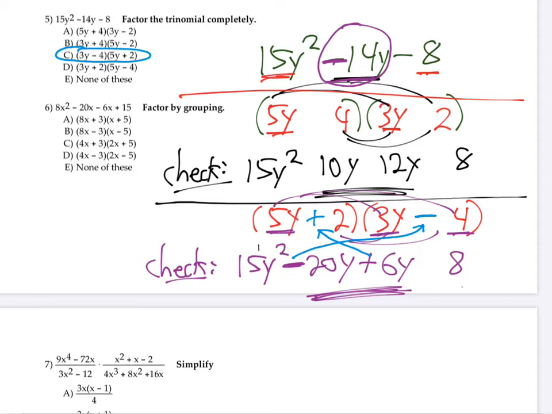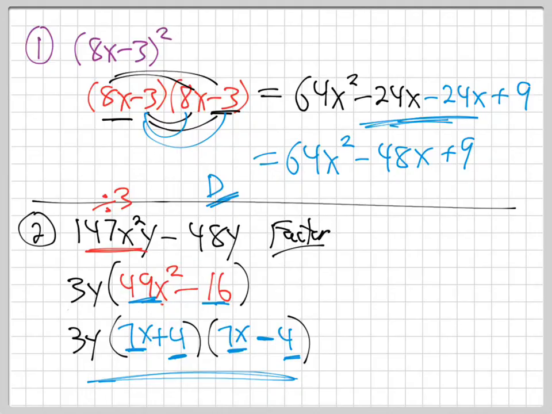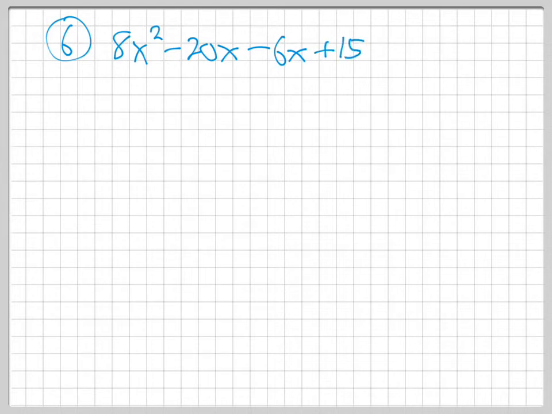All right, how about 6? Number 6, factor by grouping. I can make that one a little bigger. Again, notice the answers. No GCFs, right? So we don't have to worry about GCFs. So I'll move 6 a little bigger so you can see it. So number 6. So 8x squared minus 20x minus 6x plus 15.